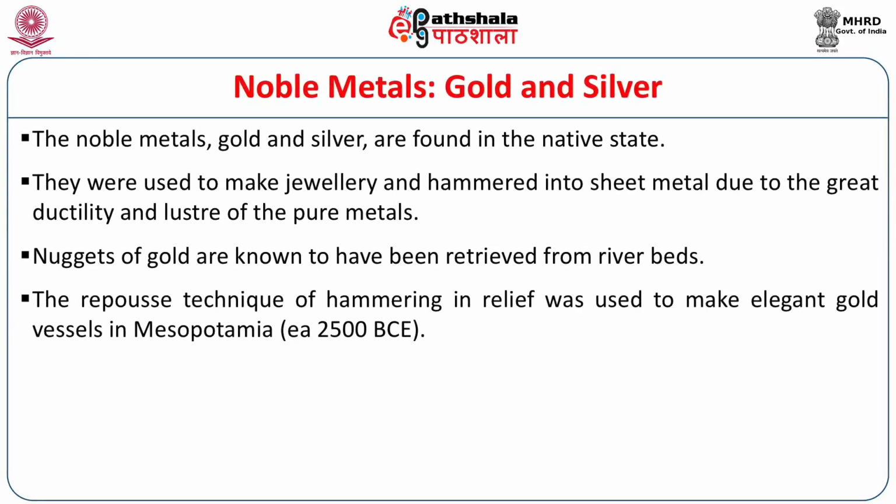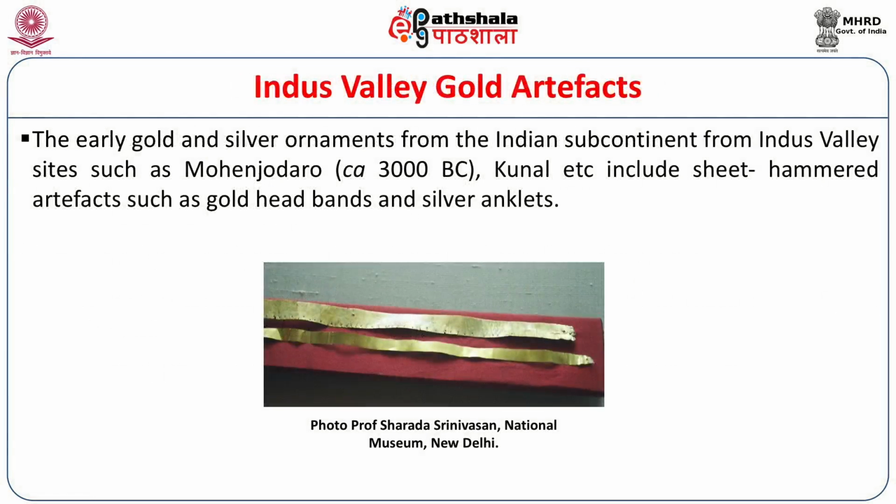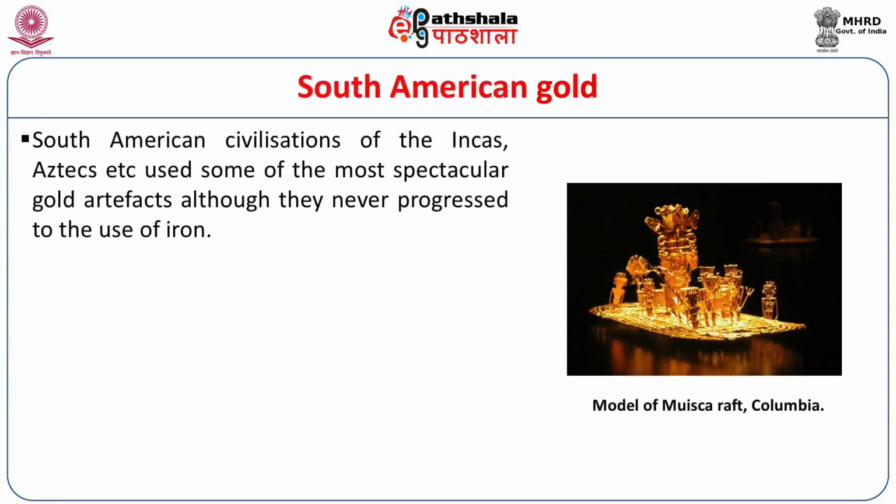The repoussé technique of hammering in relief was used to make elegant gold vessels going back to Mesopotamia in 2500 BCE. The mask of the pharaoh Tutankhamun from Egypt is another celebrated example. In the Indus Valley sites, gold and silver ornaments were found at sites such as Mohenjo-daro going back to 3000 BC and Kunal, which included several sheet-hammered artifacts such as gold headbands and silver anklets and fish motifs made by the repoussé technique.